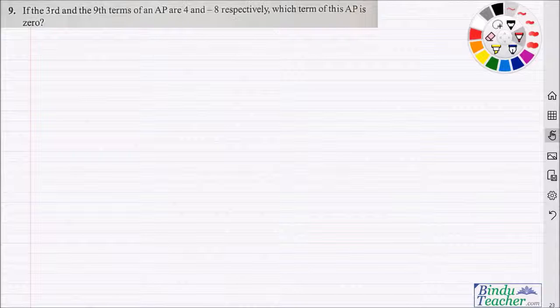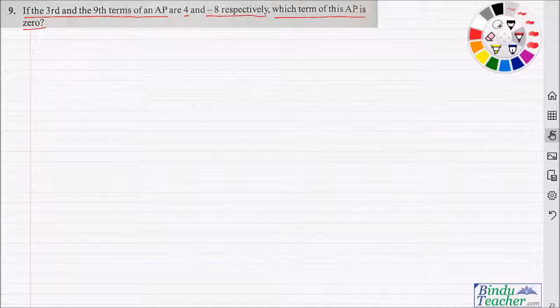Let's solve this question together. If the third and the ninth terms of an arithmetic progression are 4 and minus 8 respectively, which term of this arithmetic progression is 0? So what they're saying is the third term is 4, the ninth term is minus 8 of this arithmetic progression. So given this information, which term of this arithmetic progression will have the value of 0?